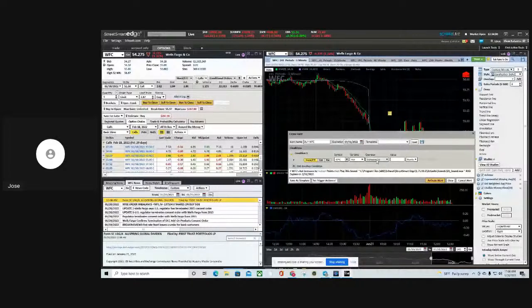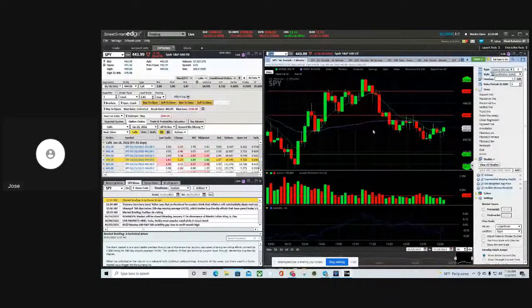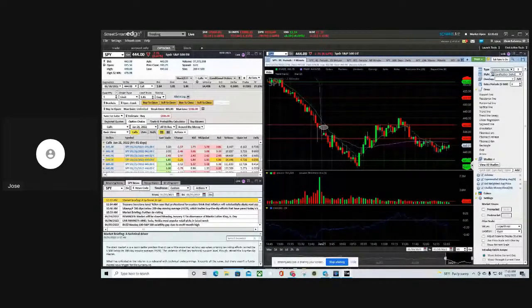Let's go back and look. I can get a trade on that. Come on, why are you lagging? Okay, let's see if it rejects here from VWAP. And put options.